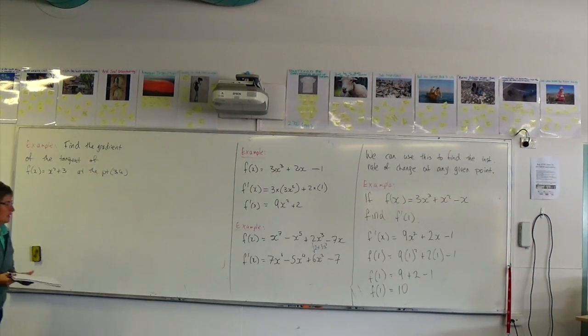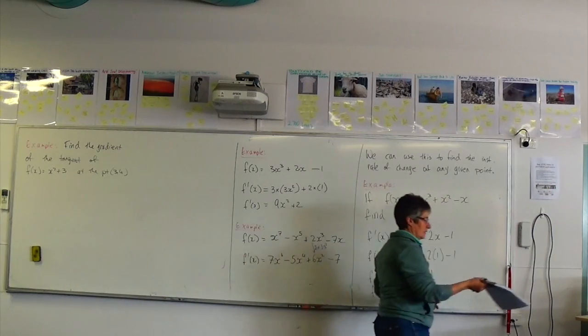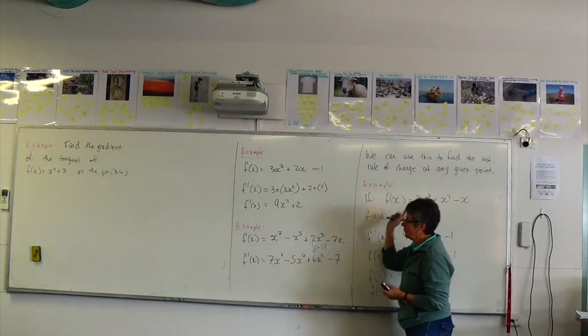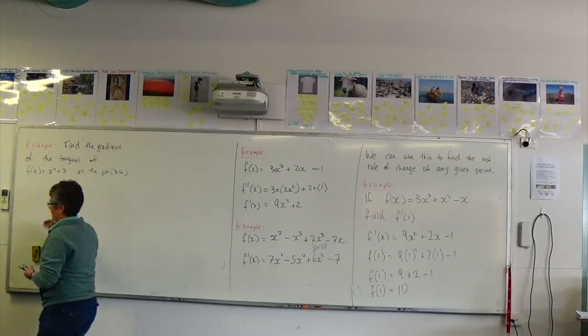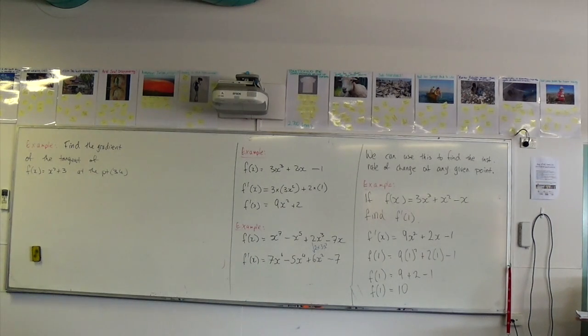So this value here is the gradient of the tangent at that point. So if we've been given this, the gradient of the tangent is the rate of change, the instantaneous rate of change. So it's not telling us to find the derivative at all. But that's where you have to make sure that you understand what the derivative means. The derivative is the rate of change. Rate of change is gradient. The tangent is when it comes down to that exact point.